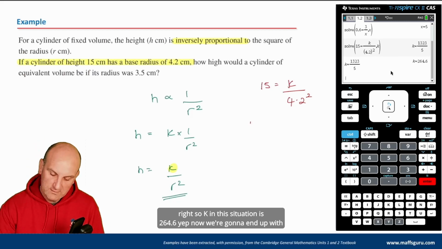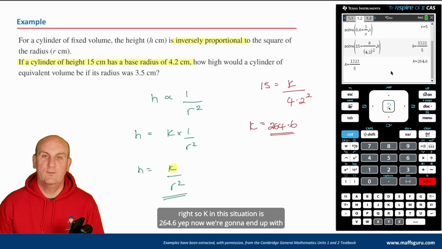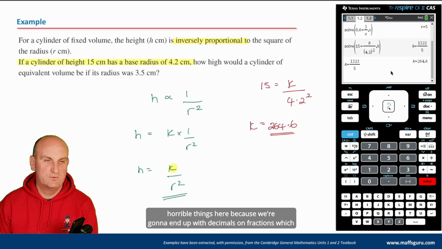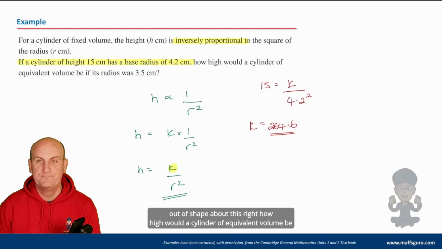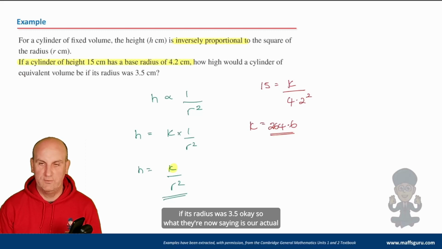264.6. Right. So k in this situation is 264.6. Now, we're going to end up with horrible things here because we're going to end up with decimals or fractions, which isn't really allowed. But it's a general maths course, so we're not going to get too bent out of shape about this. How high would a cylinder of equivalent volume be if its radius was 3.5?